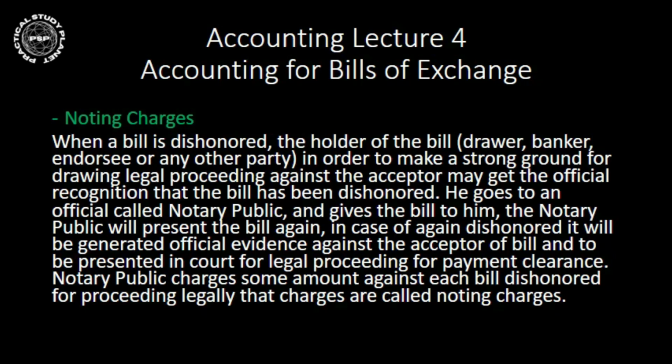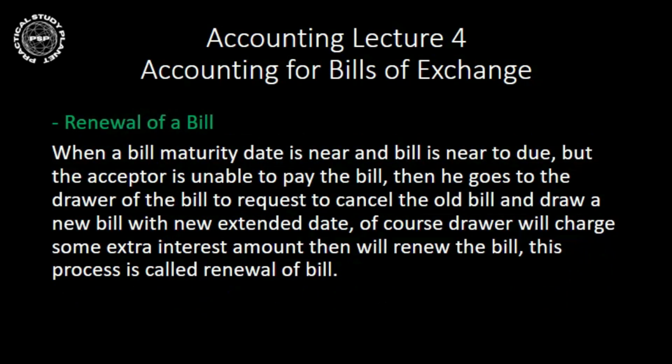Renewal of a bill. When a bill's maturity date is near and the bill is nearly due, but the acceptor is unable to pay the bill, he goes to the drawer of the bill to request to cancel the old bill and draw a new bill with a new extended date. Of course, the drawer will charge some extra interest amount, then will renew the bill. This process is called renewal of bill.